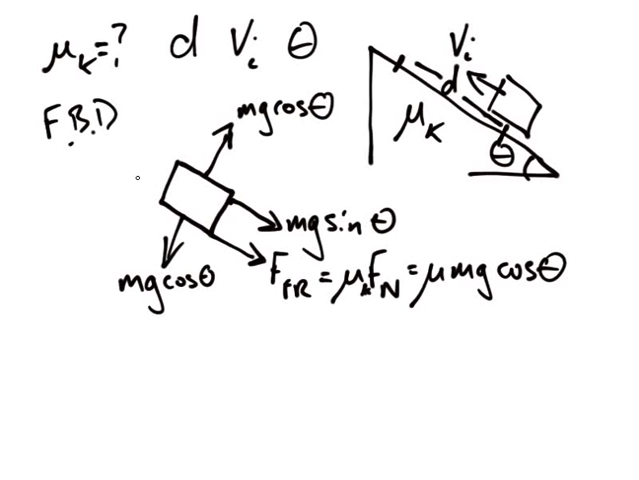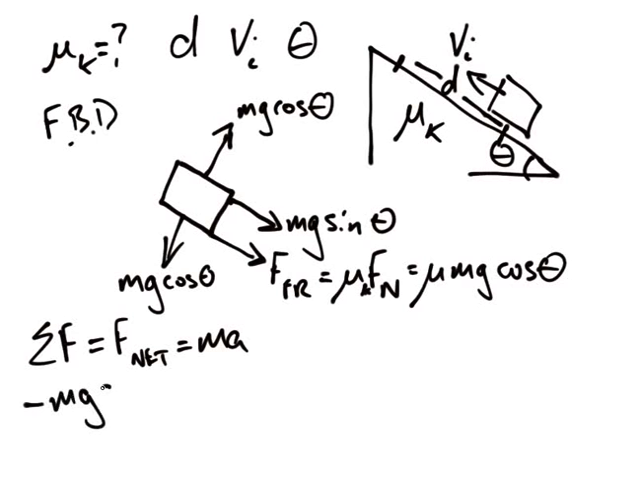So we can rewrite this as mu mg cos theta. Now some people think that there must be a force going up the slope, but there isn't. It's just an initial velocity that causes the mass to travel up the slope. So at this point we can write summation of our forces is equal to F net, which of course we know is ma from second law.